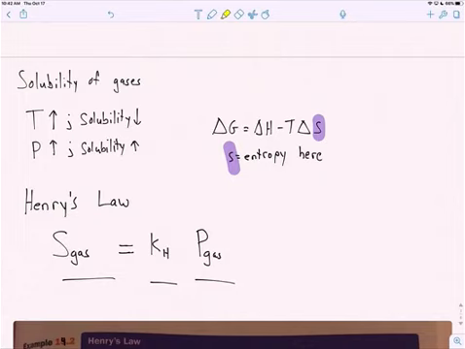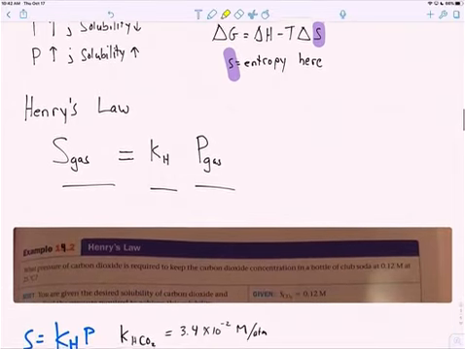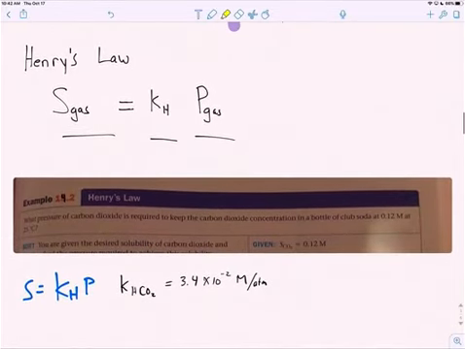Also, as pressure increases, solubility goes up. That's another one with gases. And we have Henry's law here. Henry's law says the solubility of a gas equals the Henry's law constant times the pressure of the gas. So that's Henry's law, and let's apply it to a problem.